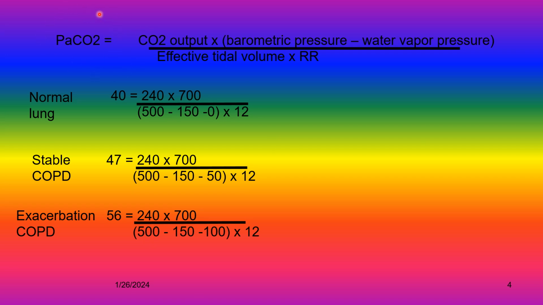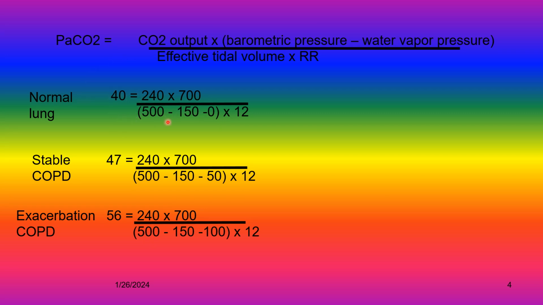Again, the partial pressure of carbon dioxide depends on the balance between two things. Number one, the carbon dioxide output per minute, and number two, the effective minute volume, which is the effective tidal volume multiplied by the respiratory rate. In the normal state, the partial pressure of carbon dioxide is 40, and the carbon dioxide output is 240 ml per minute. The effective tidal volume is the total tidal volume minus the anatomical dead space minus the alveolar dead space, which is 0. So the effective alveolar tidal volume is 350. That's why the partial pressure of carbon dioxide is 40.